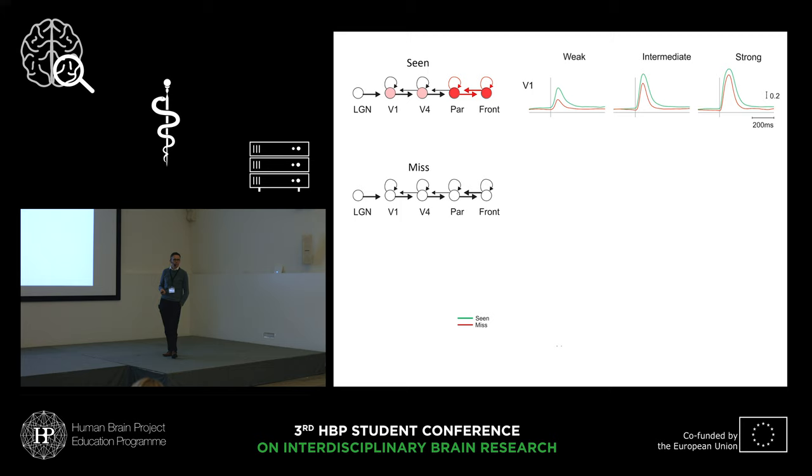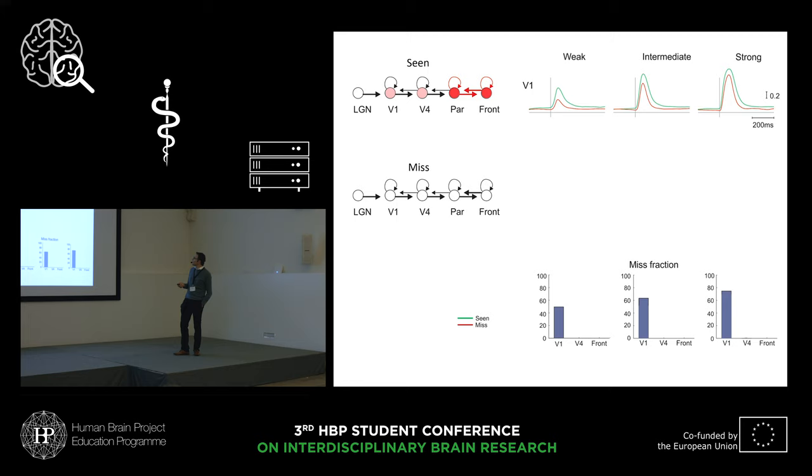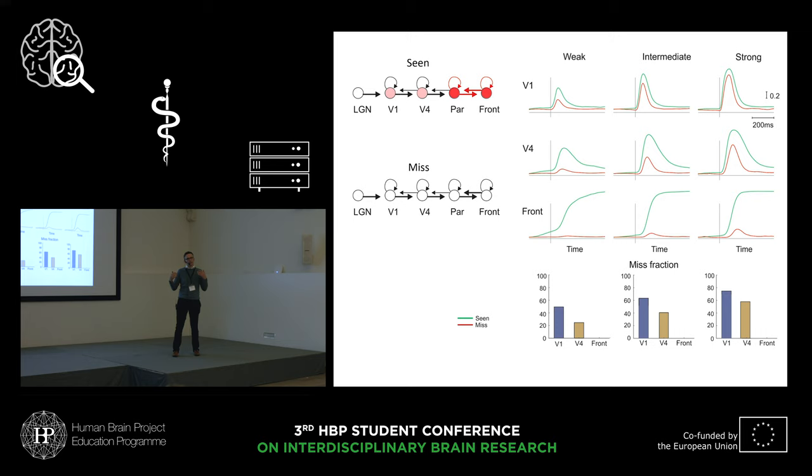That's the model. Okay, this shows you then, in this simple model, the activity of the single V1 neuron on those trials with a weak stimulus, intermediate stimulus, strong stimulus, those that are going to be seen and those going to be missed. So you see you get a fairly good approximation of what we saw in V1. With an increasing miss fraction, we basically get, from the model, very similar activity in V4. And since frontal cortex is part of this kind of bistable network with very strong reciprocal connectivity, you basically get this bistable behavior as well.